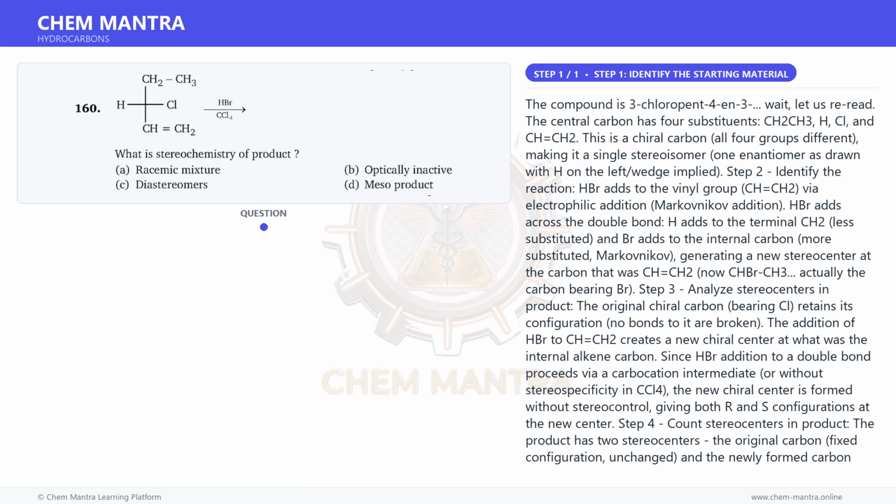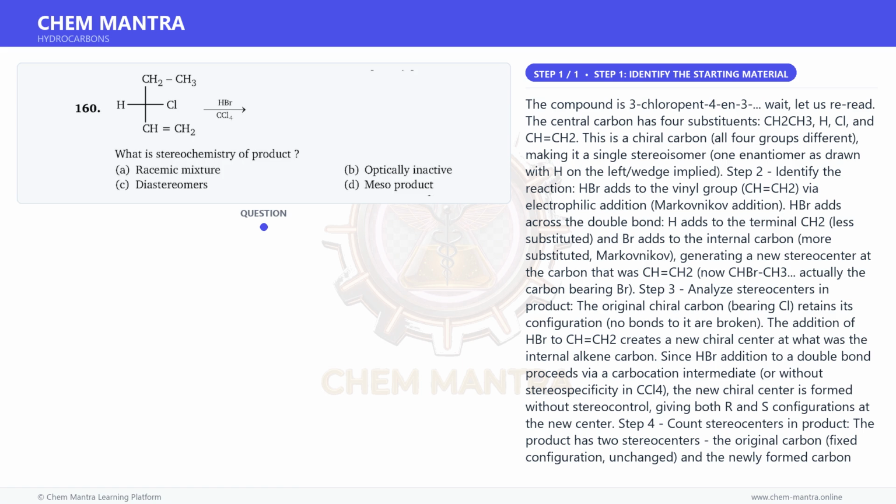Step 2. Identify the reaction. HBr adds to the vinyl group, CH=CH2, via electrophilic addition, Markovnikov addition. HBr adds across the double bond, H adds to the terminal CH2, less substituted, and Br adds to the internal carbon, more substituted, Markovnikov, generating a new stereocenter at the carbon that was CH=CH2, now CHBrCH3. Actually, the carbon bearing Br.